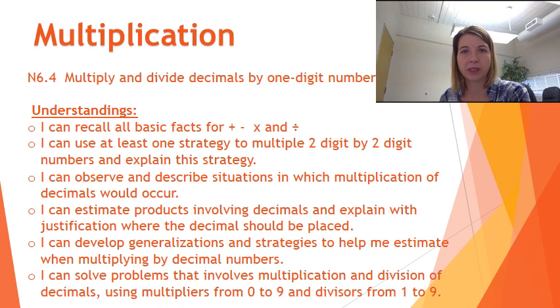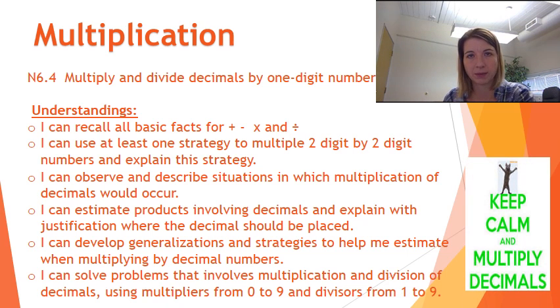This video is on N6.4, multiplying decimal numbers. It's important to start by reviewing your basic multiplication facts. They will be very helpful when we multiply 2-digit by 2-digit numbers. I'm going to show you 2 multiplication strategies to use. Both will work when we add in decimal numbers. Choose the strategy you find easiest that makes sense to you. Once you have a strategy, make sure that you can explain the strategy and how it works.